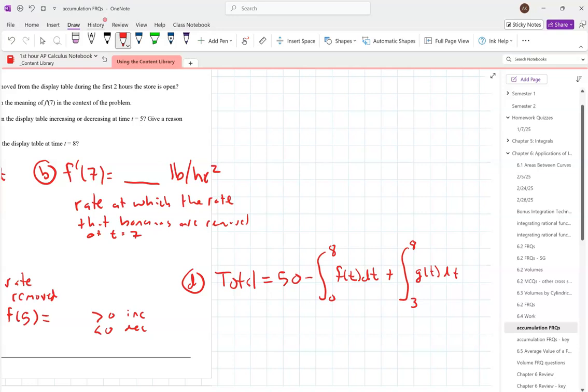You guys are cool with seeing how this is still kind of the same thing as what we're doing with these force or these work problems. Instead of adding up a bunch of forces, we're adding up some other rate to get a total. It's the same concept though, right? And this is a very common presentation for the AP, is to give you something like this.